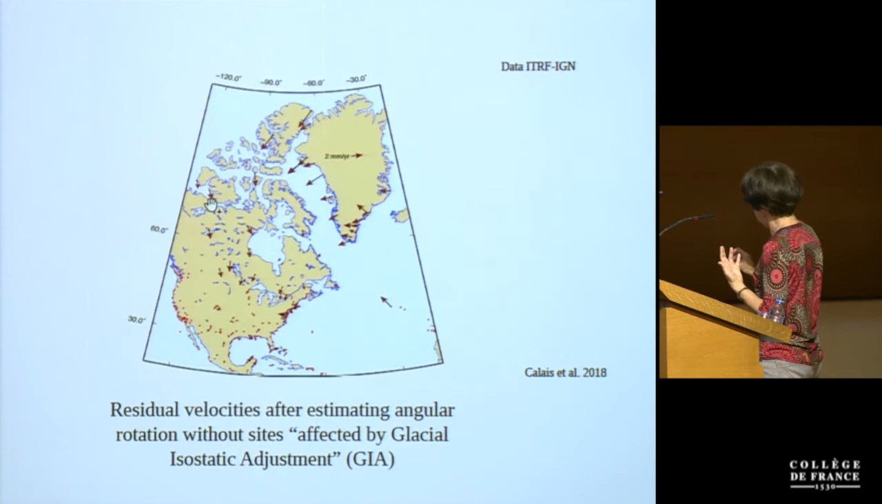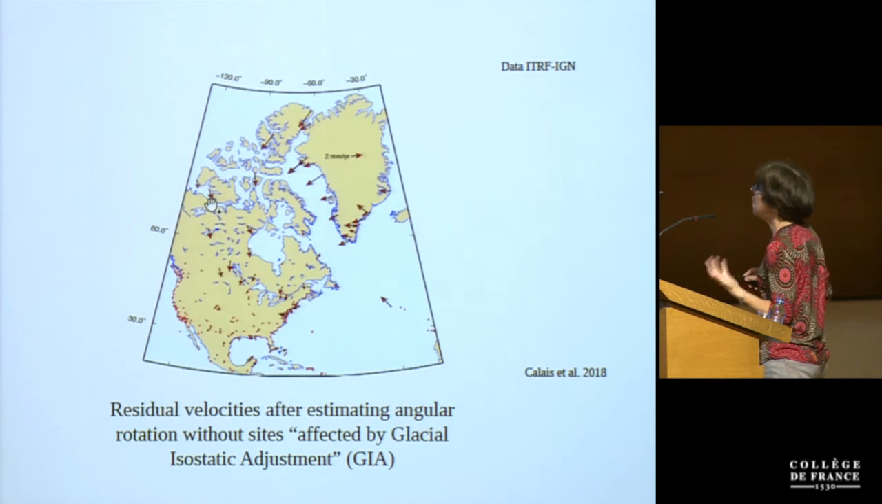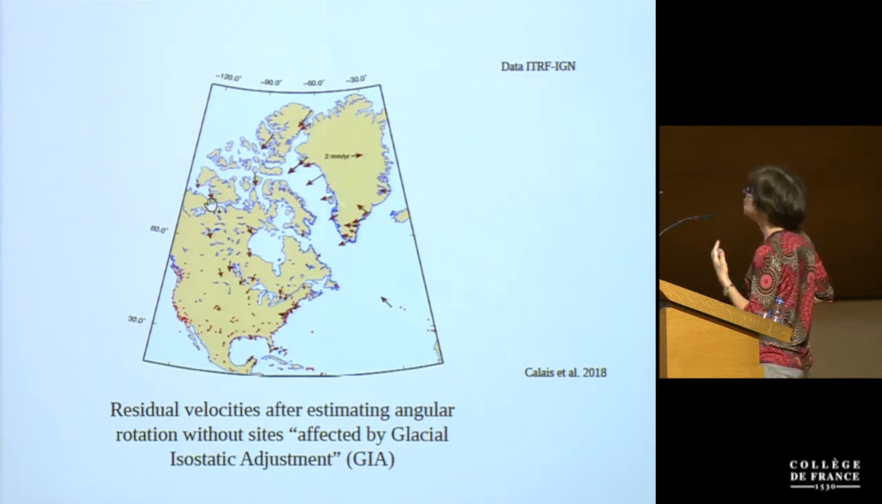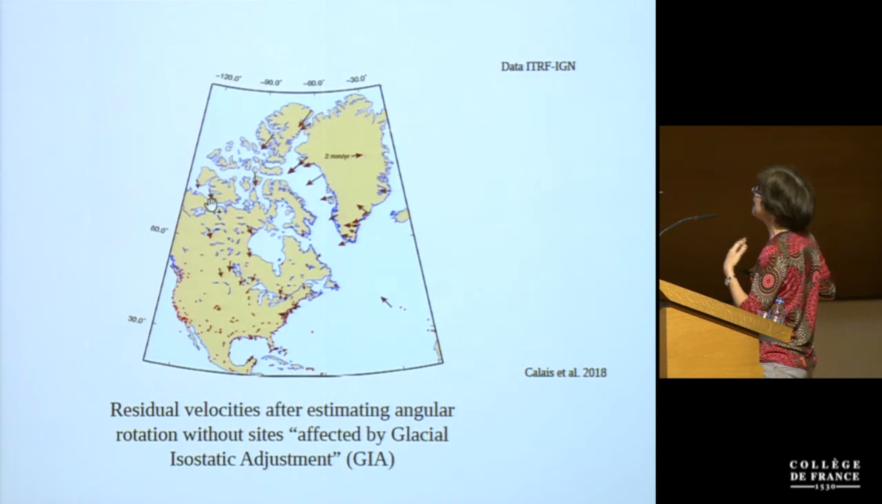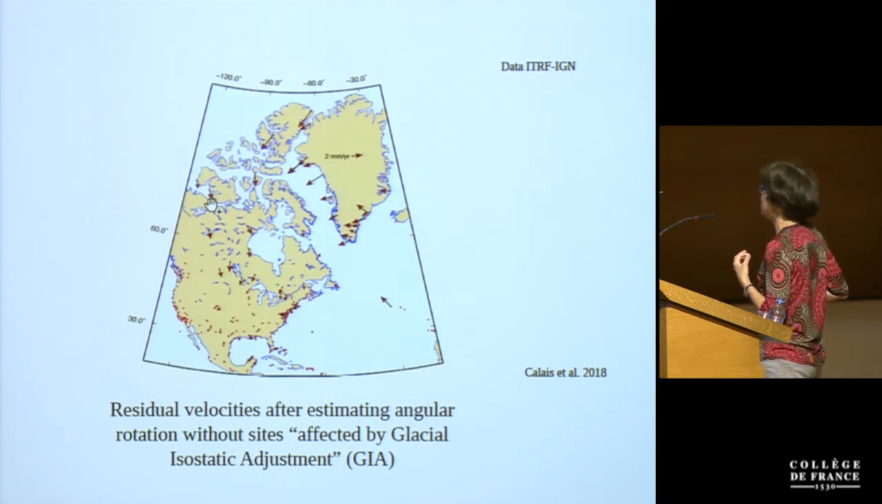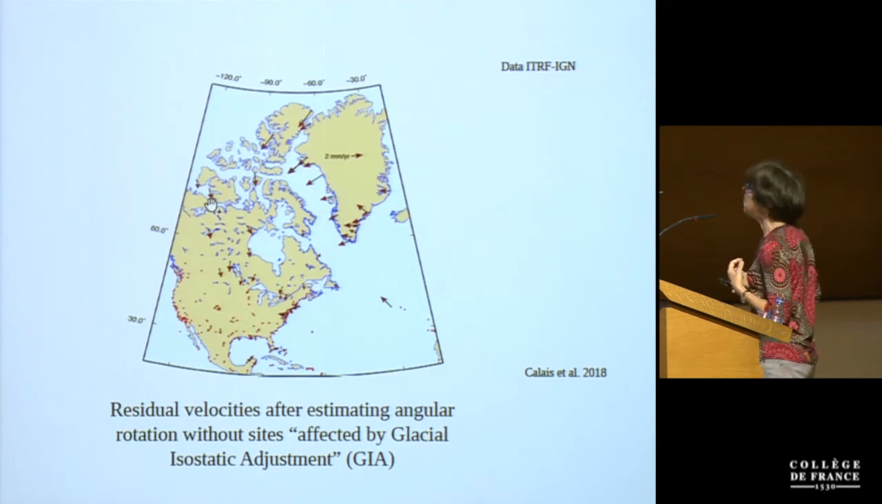And this has been done more recently with more recent GPS data, and one arrives at the same conclusion. Those are residual velocities in the North American plate once one searches for the best rotation pole for the stations which are in this area here. Now, the usual tendency is to say, okay, the pole for the North American plate has to be computed using the GPS stations which are in this area.